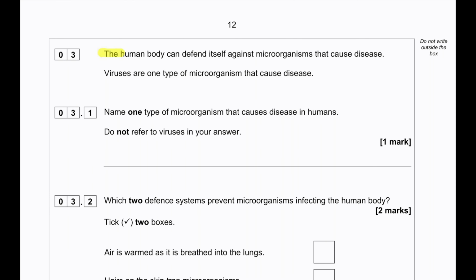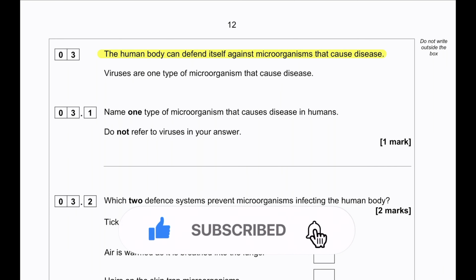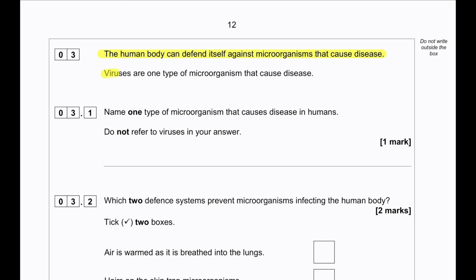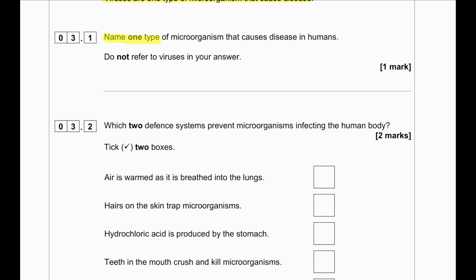The human body can defend itself against microorganisms that cause diseases. Viruses are one type of microorganism that can cause disease. Name one type of microorganism that causes diseases in humans. Do not refer to virus in your answer. So you know that bacteria can also cause diseases and protists can also cause diseases along with fungi. So any one of them will be correct.